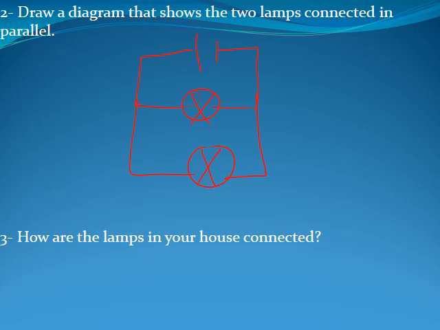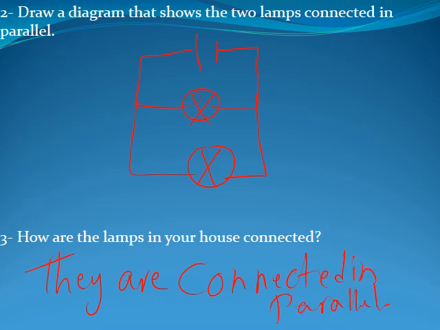How are the lamps in your house connected, in series or in parallel? Sure, they are connected in parallel, since when one lamp is off, the others will glow normally, so they are connected in parallel and not in series.